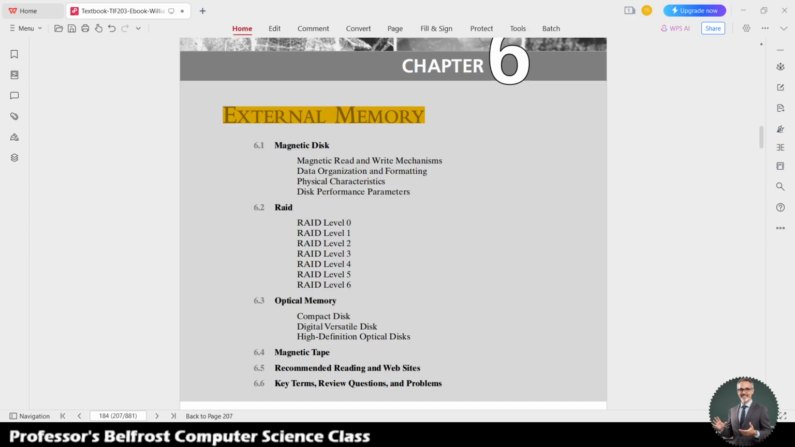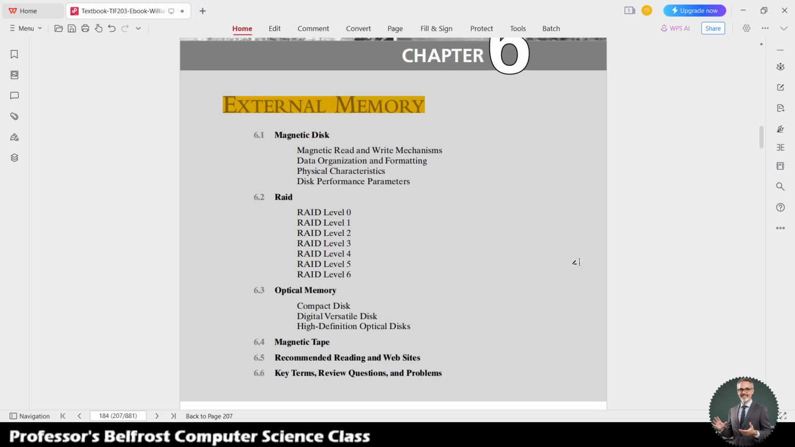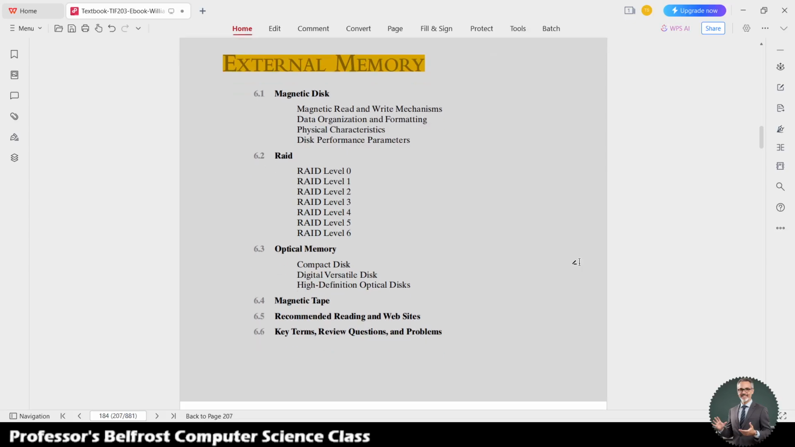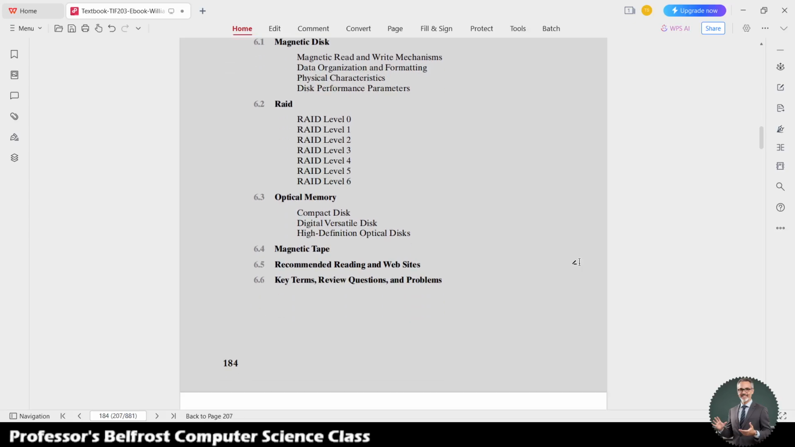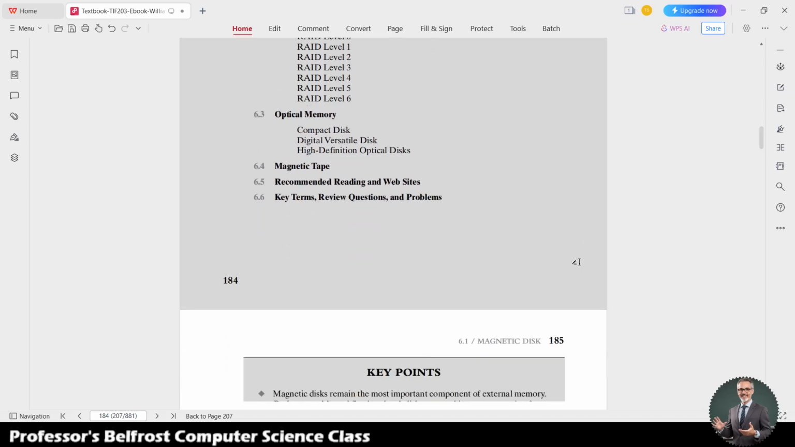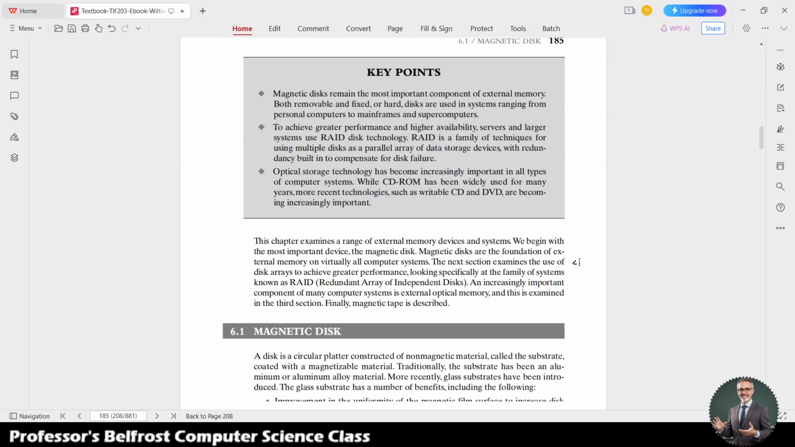So today I'll start discussing external memory. External memory is another kind of memory too. We have previously discussed cache and internal memory in our previous lessons. They are also kinds of memories. In the external memory chapter, we'll discuss magnetic disks, which are the most common one. Also, we'll discuss RAID, redundant array of independent disks. We also have optical memory, magnetic tape, and probably some appendix to be seen.